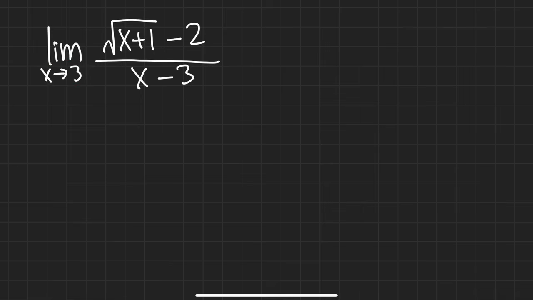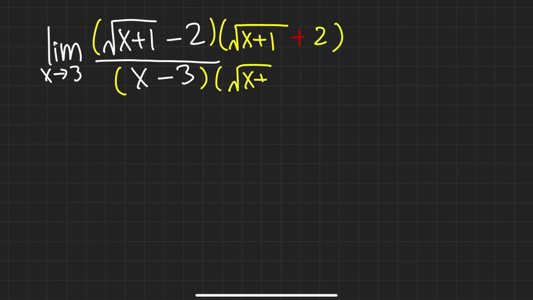The key is to use the conjugate. We are going to multiply the top and bottom, and make sure you put down parentheses first before you multiply. The conjugate of the top is just square root of x plus 1, and we are going to change the minus to a plus. And then we do the same thing on the bottom.